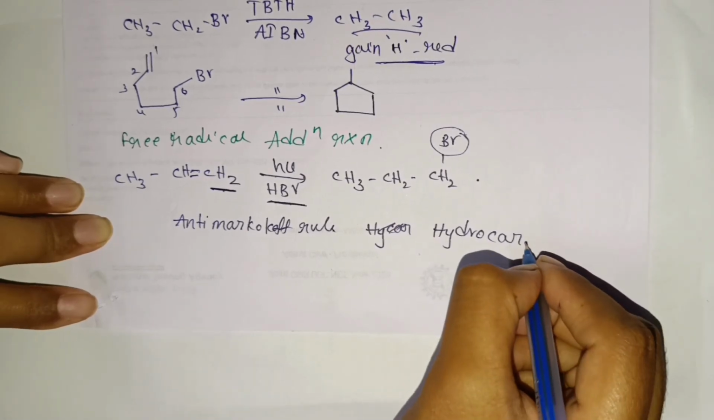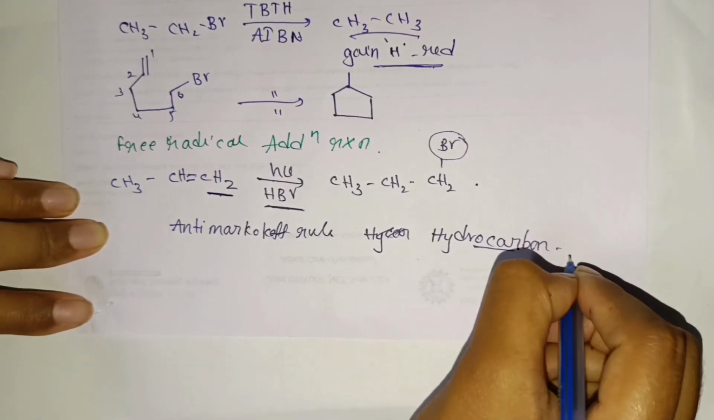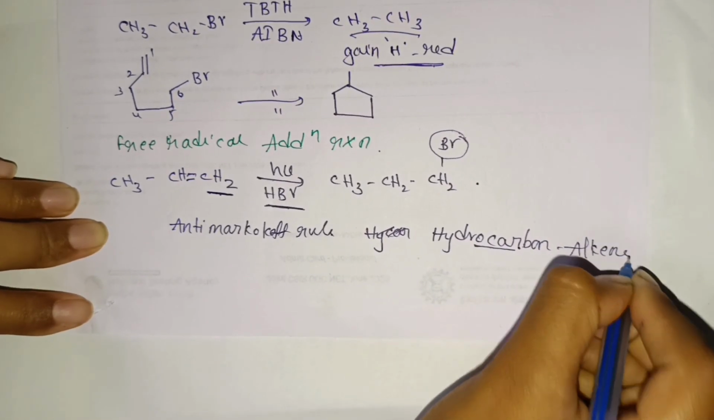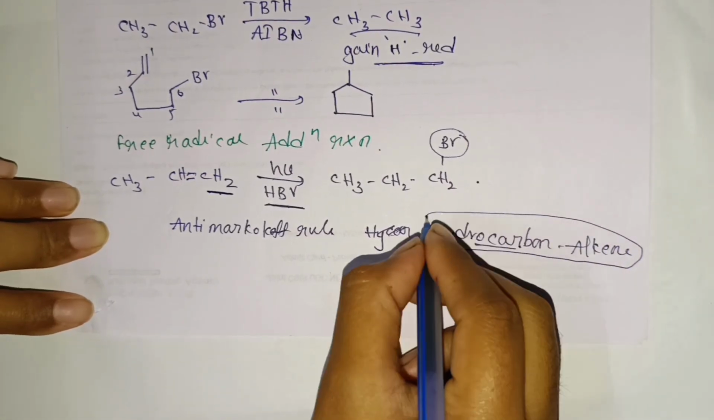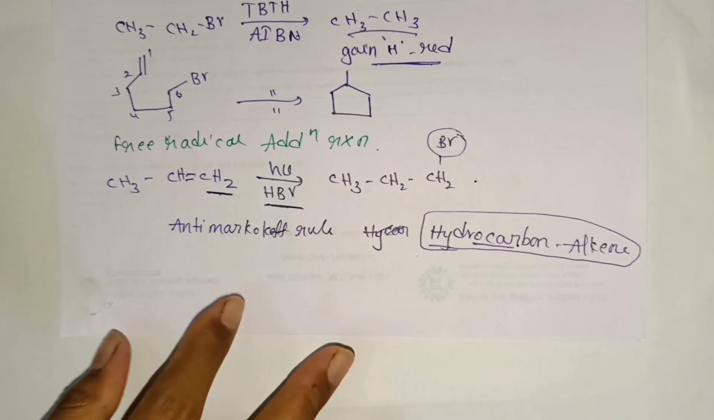This Markovnikov or anti-Markovnikov rule I already explained in the hydrocarbons from alkenes. If anyone wants, please check out these previous videos. So this is the end of free radicals.